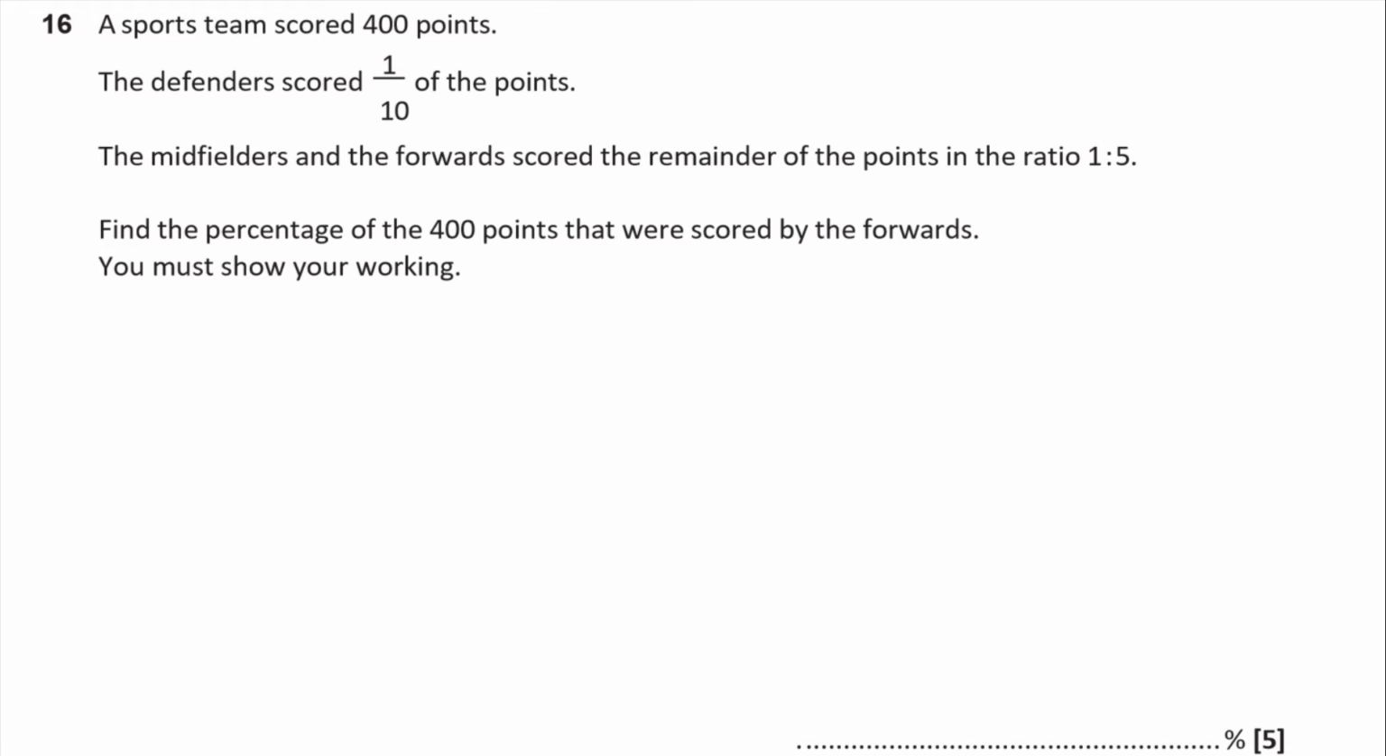Okay. So, looks like our sports team is broken down into defenders, midfielders, and we've got forwards. And of those 400 points, we know that the defenders scored 1/10 of those, so they must have scored 40. Okay, and then the other remaining points were scored by the midfielders and forwards in the ratio of 1 to 5. So if the defenders scored 40, then the midfielders and forwards must between them have scored 400 minus 40. It must be 360 points between them.